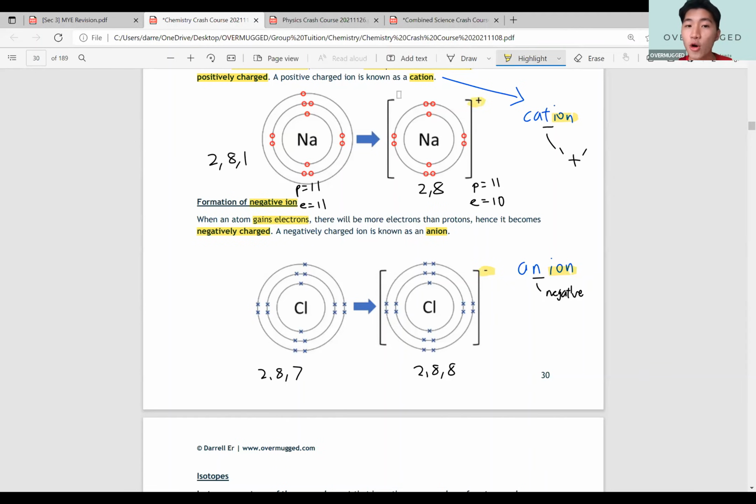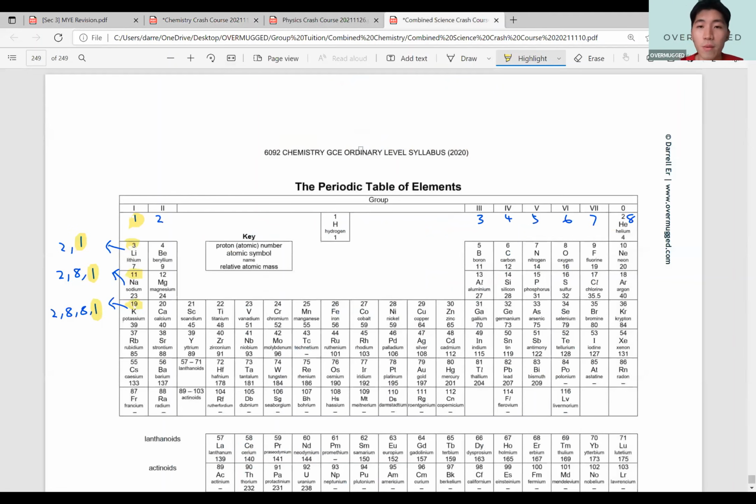Did I gain or lose an electron? Why did I gain or lose? It is so that I can gain a stable electronic configuration. I always want my outermost shell to be fully filled. Now, going back to the periodic table, what do I want you to write down?